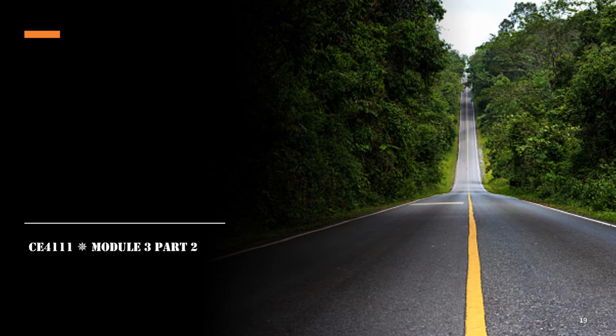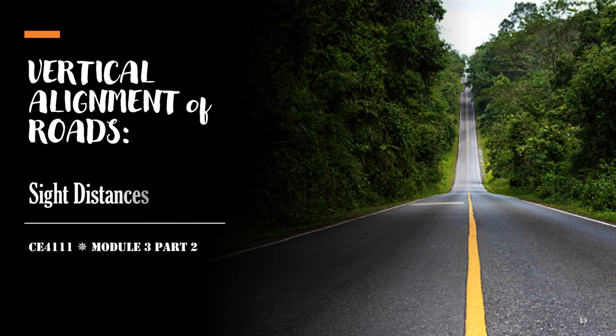Pleasant day to everyone. Today we're going to discuss part 2 of Module 3 for the subject CE4111, Highways and Railroad Engineering. So in this lecture, we're going to discuss the application of sight distances to the vertical alignments of roads.